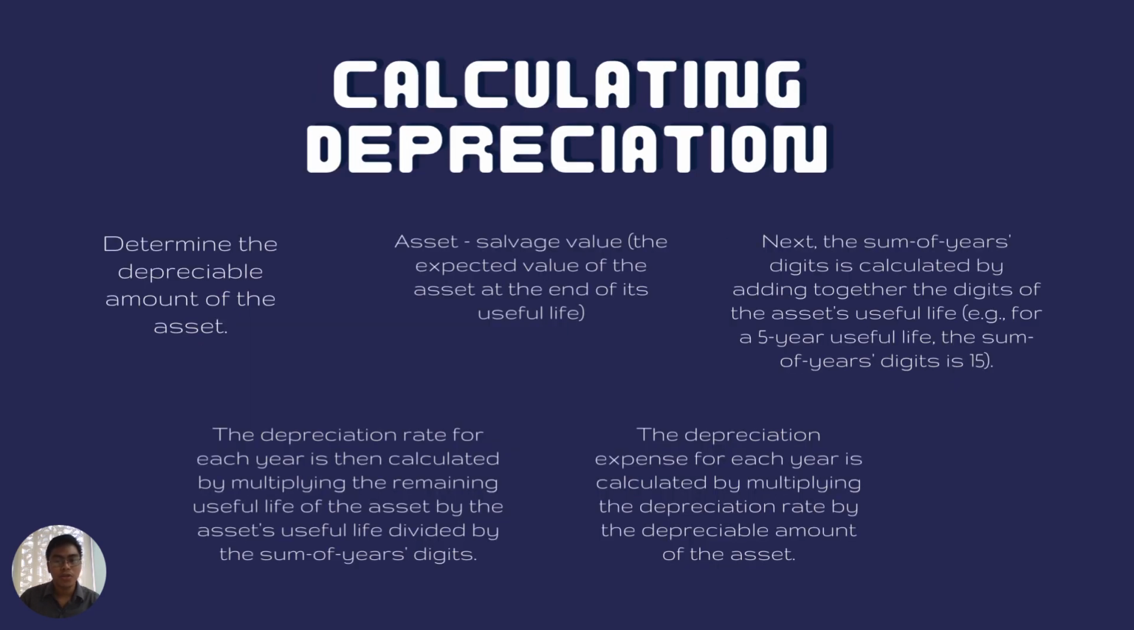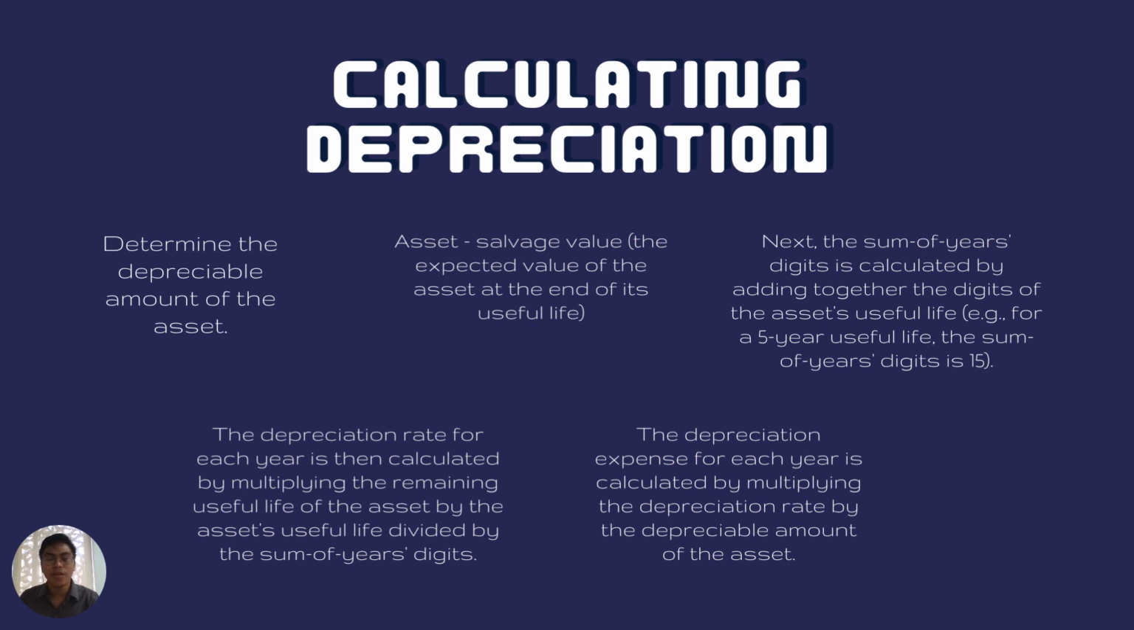Now, I'm going to teach you how to calculate this depreciation method. First one, to calculate depreciation using the sum of years digits method. First step is to determine the depreciable amount of the asset. The depreciable amount of the asset is the cost of the asset minus its salvage value, which is the expected value of the asset at the end of its useful life.